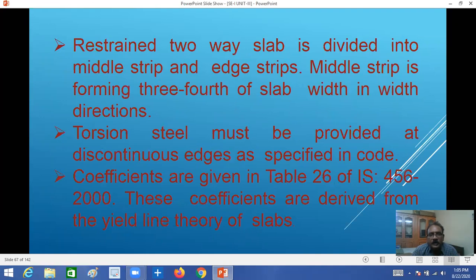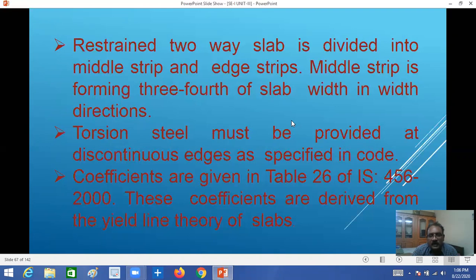See, the restrained two-way slab is divided into middle strip and edge strip, and the middle strip forms 3/4 of the slab in each direction. So 3/4 Lx or 3/4 Ly is the middle strip, right? Torsion steel must be provided at discontinuous edges as specified in the code, right? See, coefficients are given in the table in IS 456.